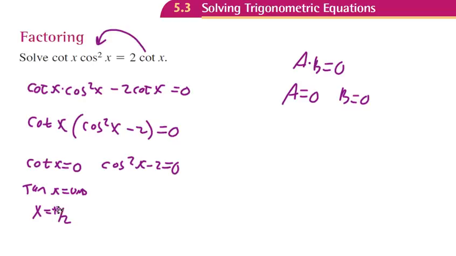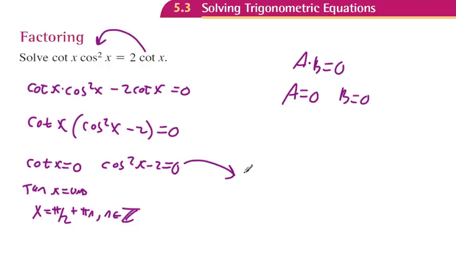Oh, but also the period of cotangent is pi, so we've got to tack on our plus pi n, where n is within the integers. We always got to do that. You look at the function that we're dealing with, and whatever the period is, that's what you tack on there.